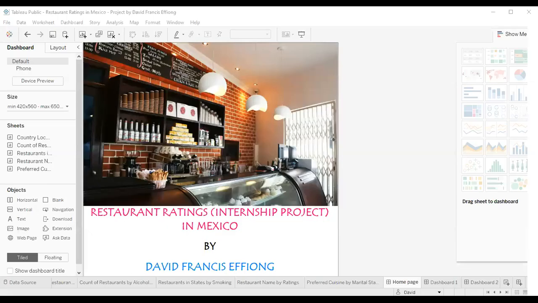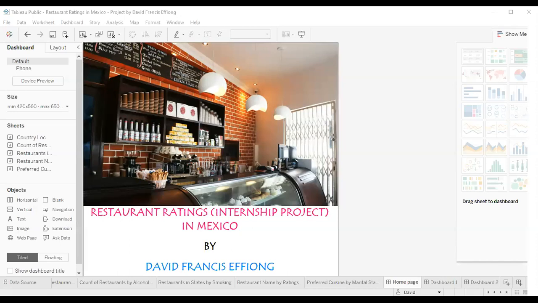Yes, so who doesn't know Mexico? Actually, this is my dashboard in Tableau, and I am so happy that I was able to come to this point of visualization. As a data analyst intern at Quantum Analytics, it's been my pleasure to visualize restaurant ratings.